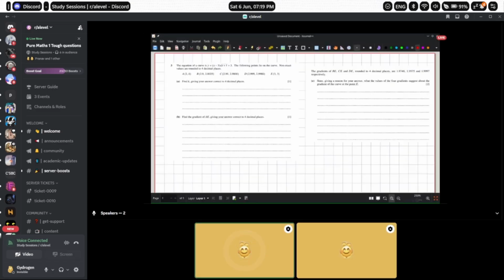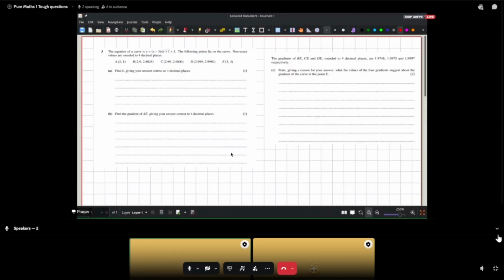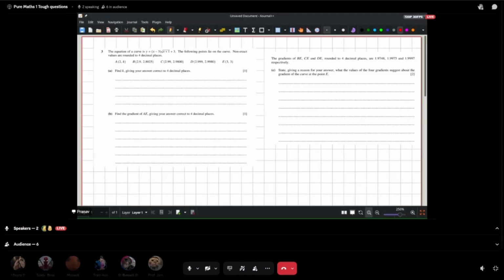Can you see my screen? Yeah. Okay. So for this question, this is one of the most conceptual questions in P1, where they test whether you understand derivatives. So these two parts are just calculation. I'll do those. Find the value of k.